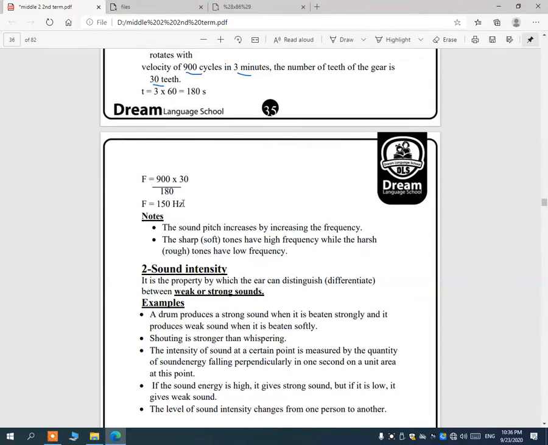The sound pitch increases by increasing the frequency. High frequency gives a high-pitched sound and a sharp voice. So sharp or soft tones have high frequency, while harsh or rough tones have low frequency.